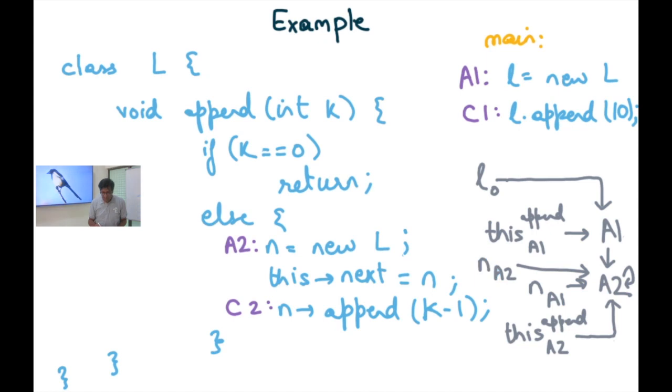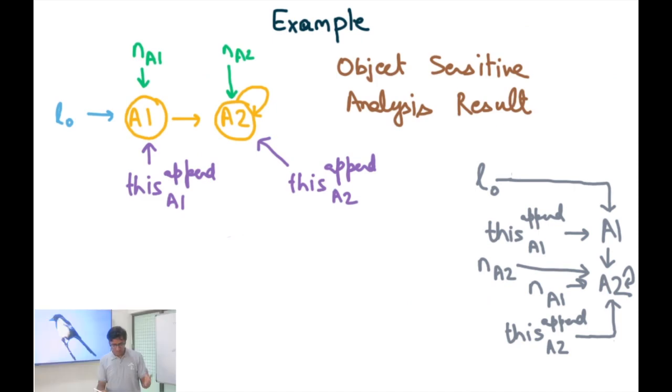So because n was being evaluated in context A2, I have a new quantity here, nA2, that can point to A2. And because of this dot next equals n, because this append A2 could point to A2 and nA2 is also pointing to A2, I draw an edge from A2 to itself. So because of this dot next equals n, I draw this cyclical edge from A2 to itself. And I claim this is the fixed point solution for the points-to graph. You can check this for yourself. And so this is my final result.